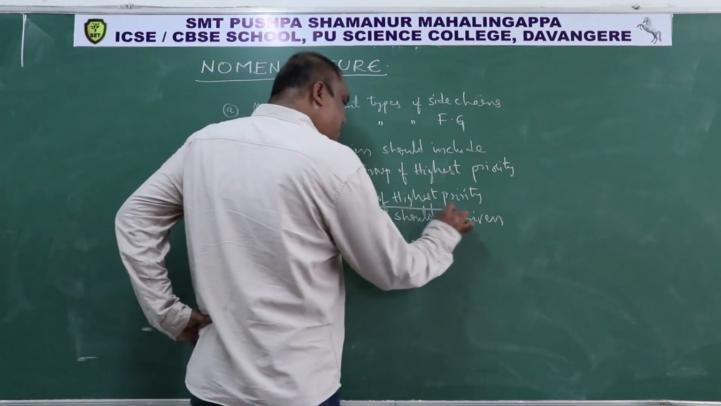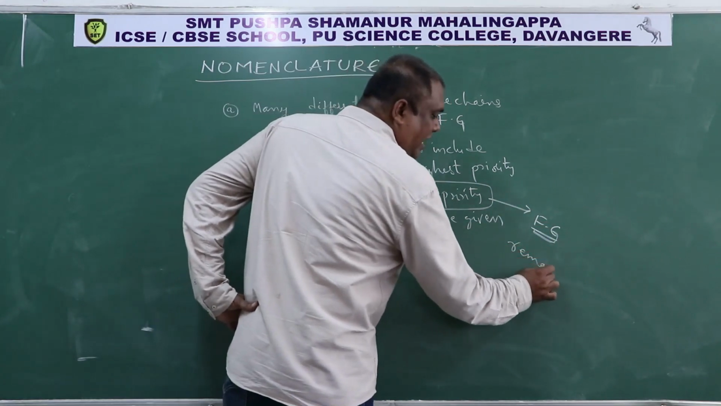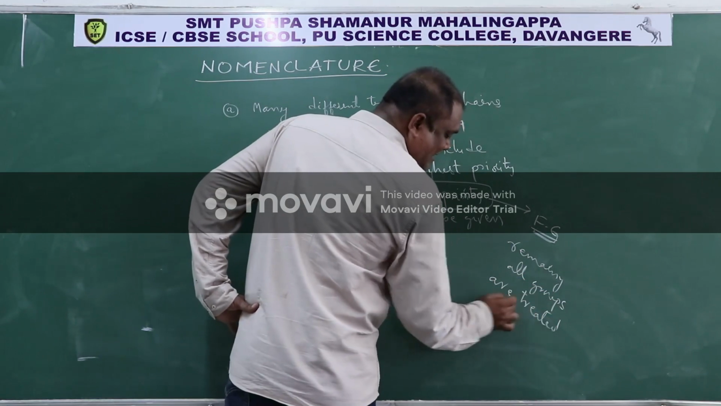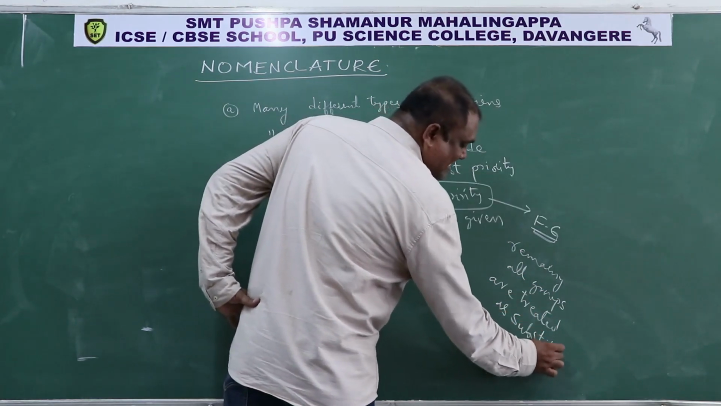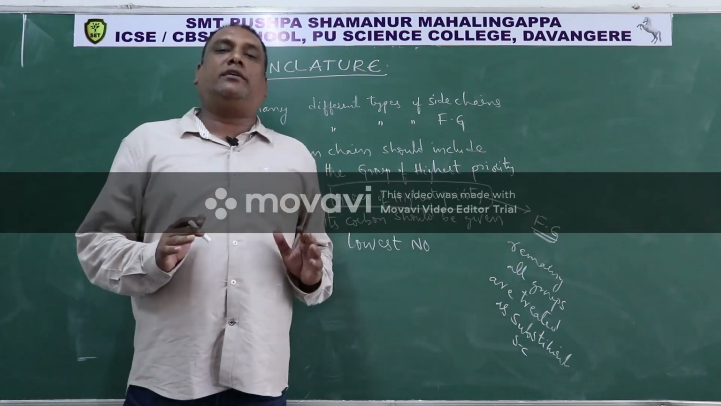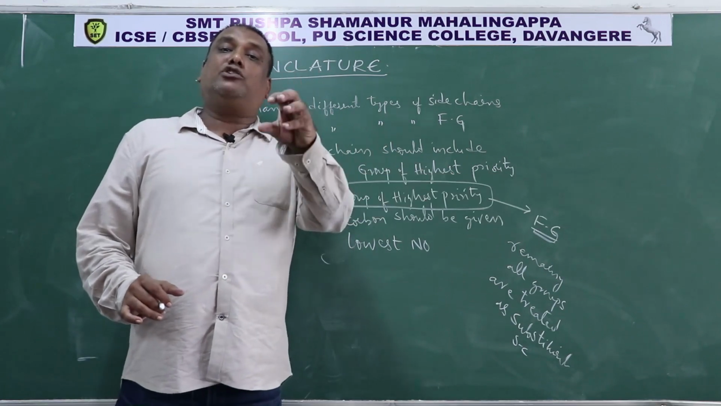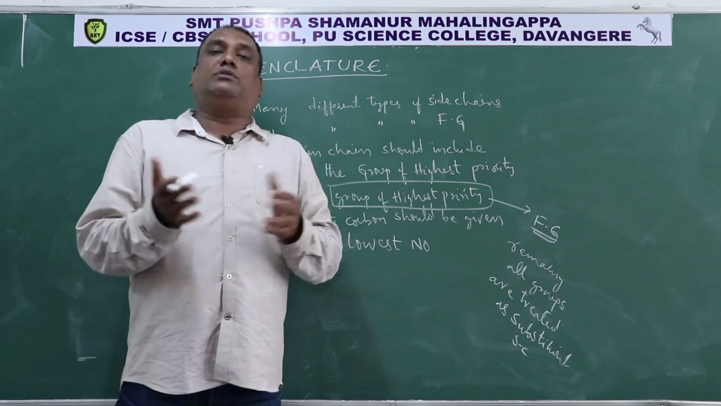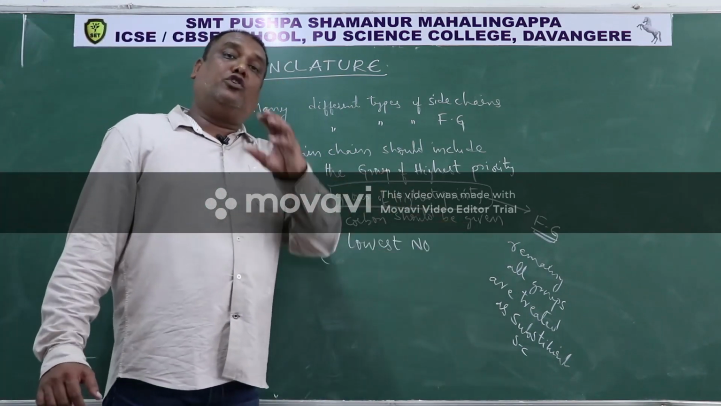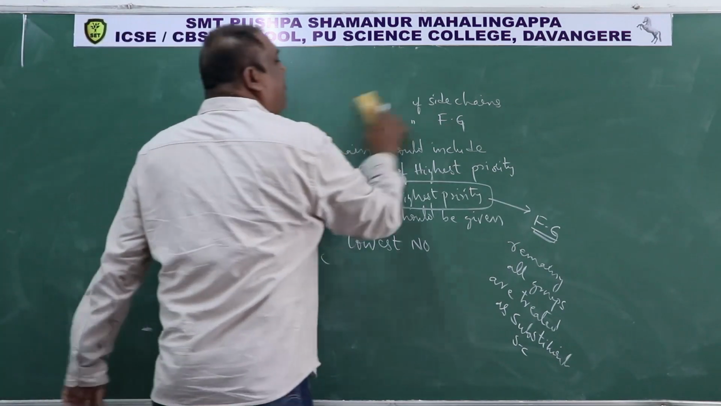Now this group of highest priority becomes the functional group, and all remaining groups are treated as substituents or side chains. So when many functional groups, side chains and substituents are there, whichever has the highest priority, that carbon should get the lowest number, and all other groups will become side chains or substituents. For that, you should know which group is of high priority and which is of low priority, so we have to follow this priority order.